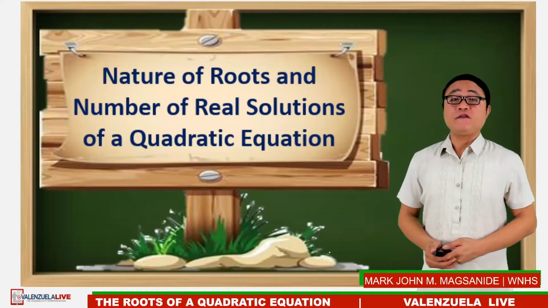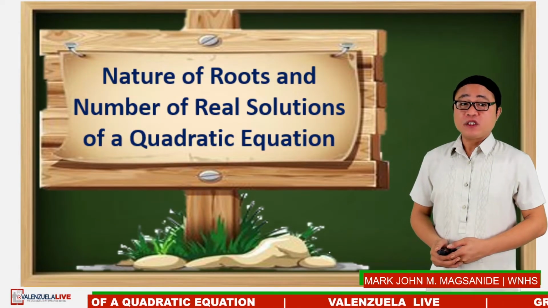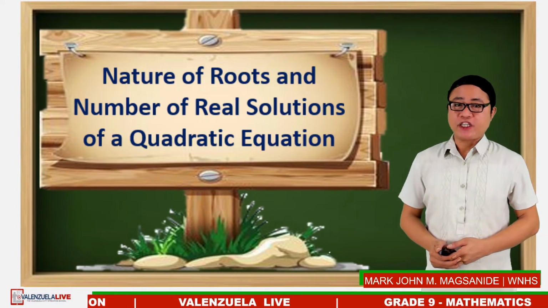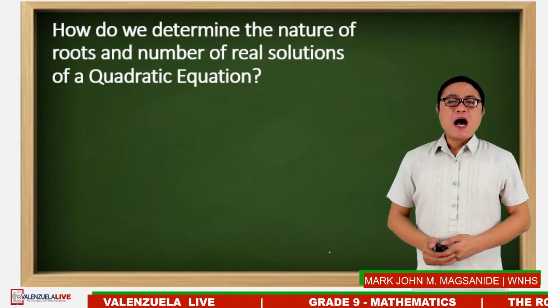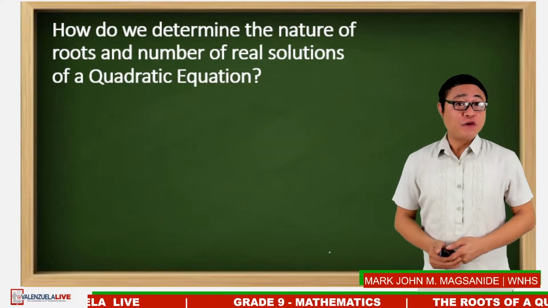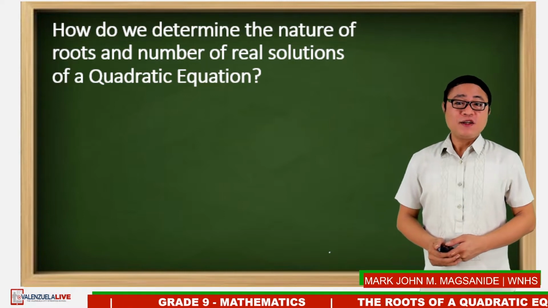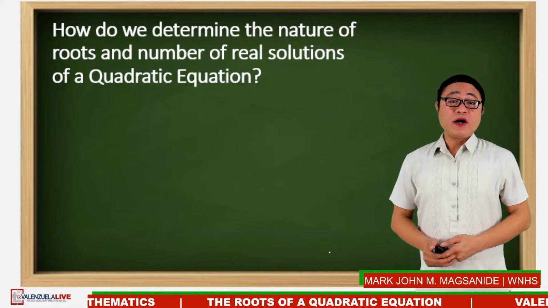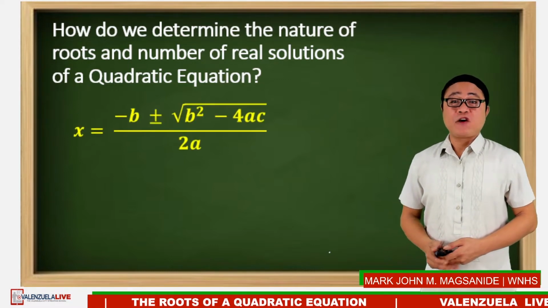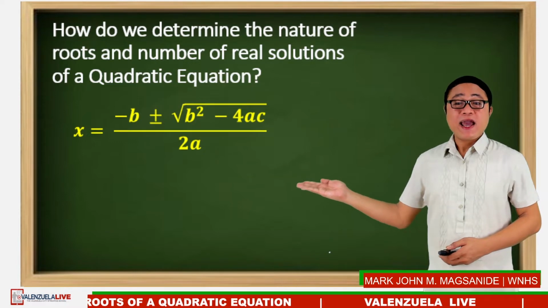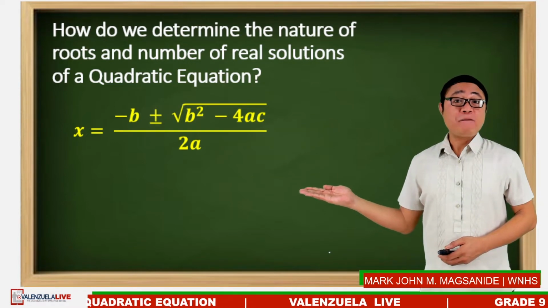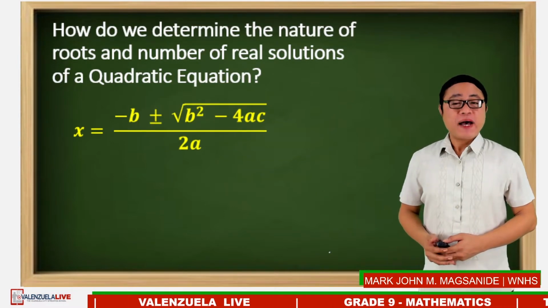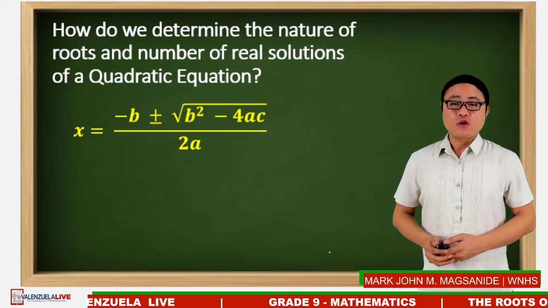For the first part of our lesson, nature of roots and number of real solutions of a quadratic equation. How do we determine the nature of roots and number of real solutions of a quadratic equation? From the previous lesson, you were introduced to the quadratic formula, and it is given by x is equal to negative b plus or minus the square root of b squared minus 4ac, all over 2a.